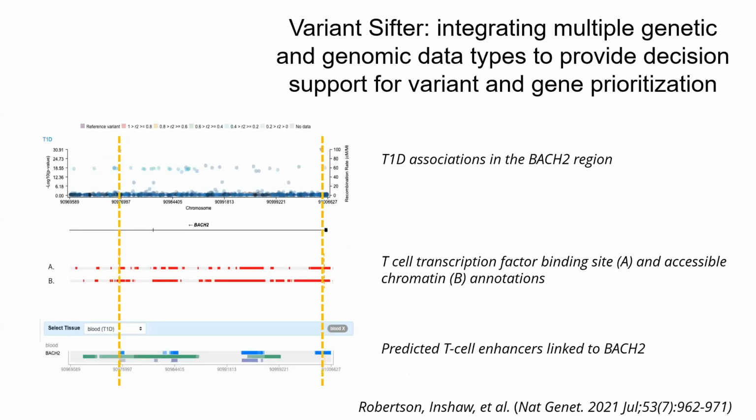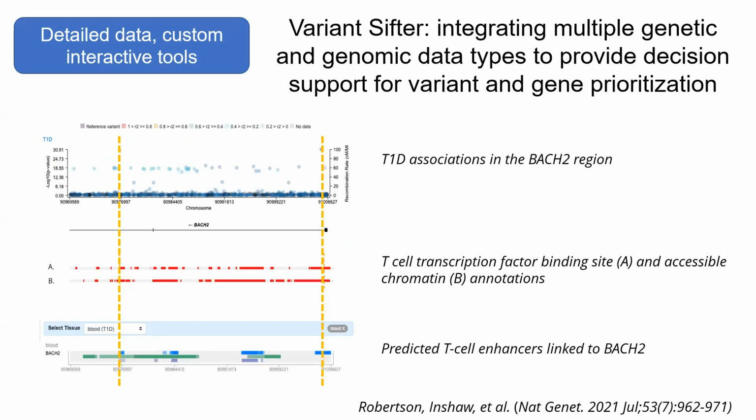Here's an example of a new tool that we're working on called the Variant Sifter, as a way to integrate all of these different data types and let people explore them. This is an example, again from the literature, of a gene involved in type 1 diabetes, BACH2. The authors, Steve Rich's group, found that, so the top panel is the T1D associations in the BACH2 region. And then with this tool, the Variant Sifter, you can add epigenomic annotations like transcription factor binding sites and accessible chromatin from different tissues. Those are the tracks of the annotations from T cells.